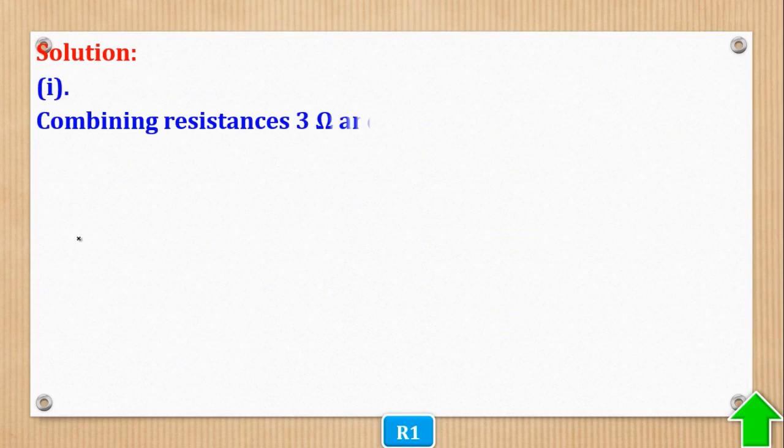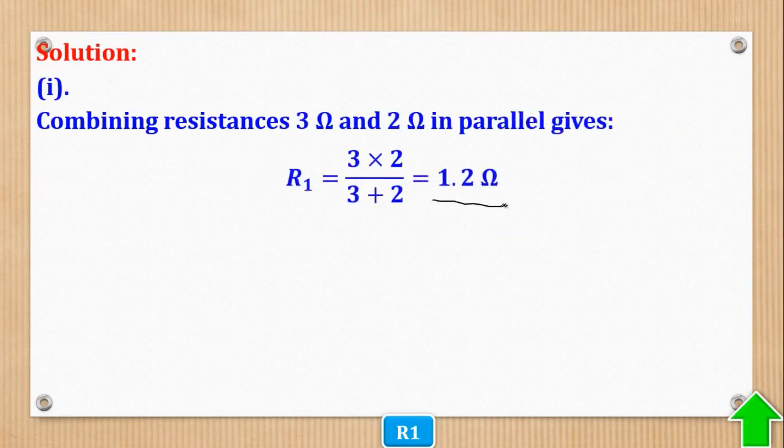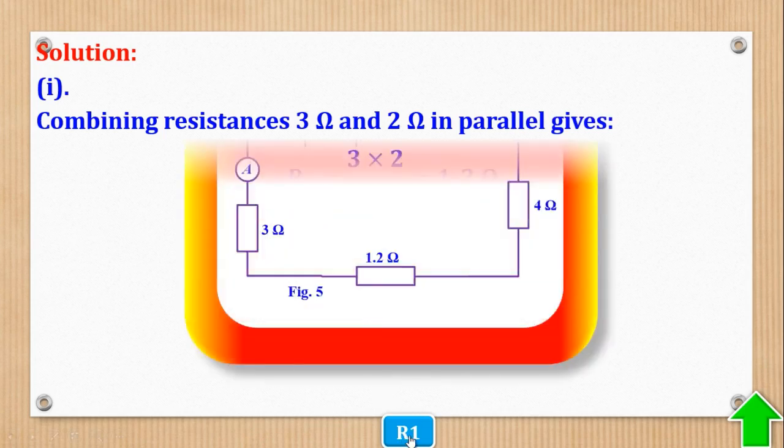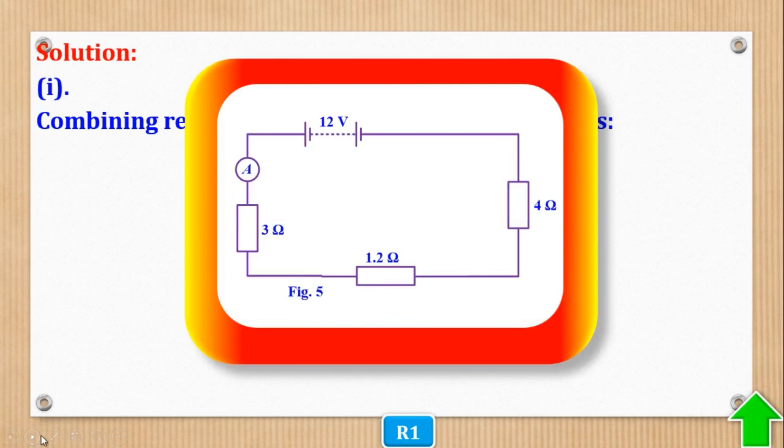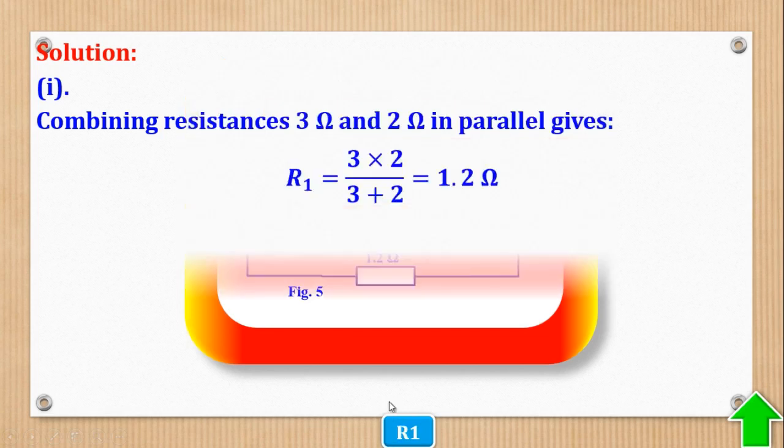We shall come here and say that for parallel, remember we use product over sum. Therefore, you shall come and use our product over sum to come up with 1.2 ohm. That means that when I combine those two resistances, I'll come up with this circuit. They're being replaced by this one. So now the current from here, the same current flows through all the 3 resistances, meaning they are now in series and the total resistance can be got by addition.